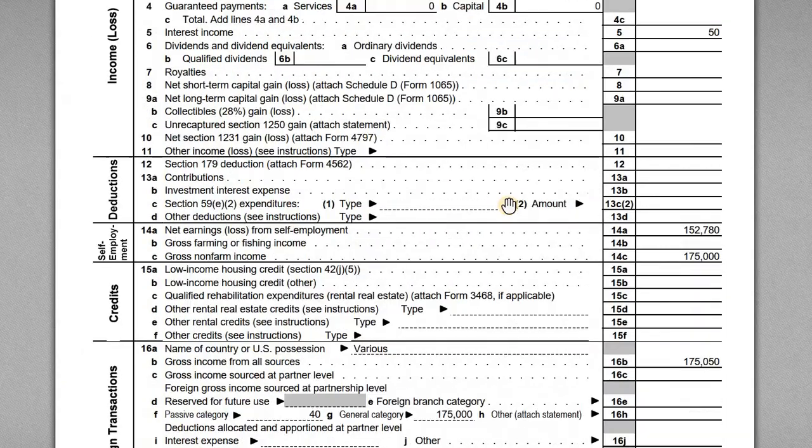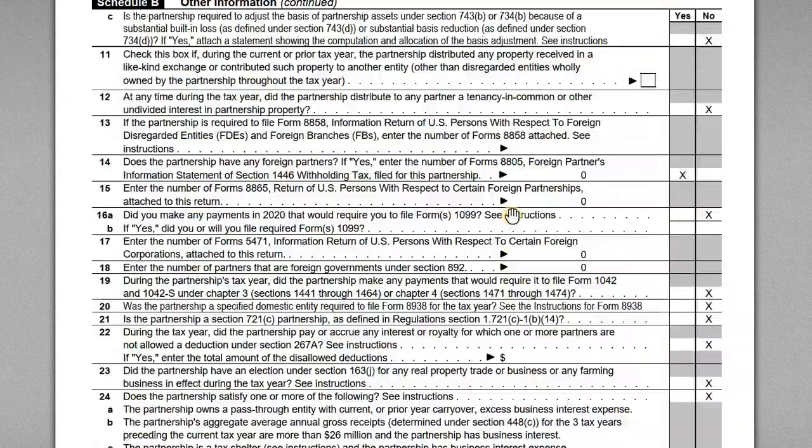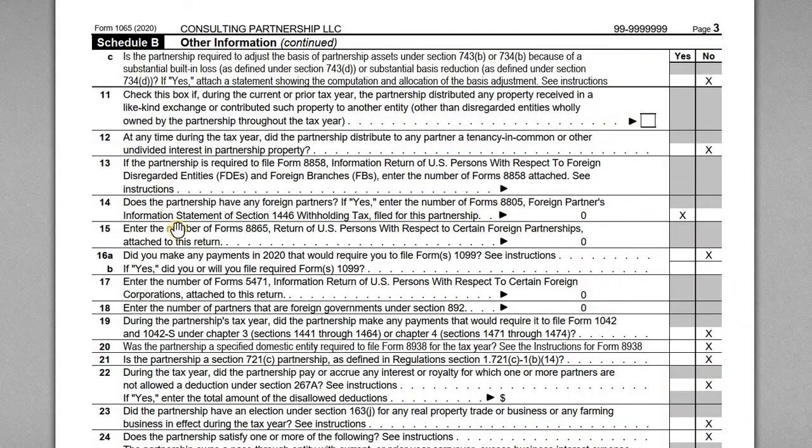So if you look at the 1065 return, there is a question in Schedule B. It's question 14 for the 2020 forms. It asks, does the partnership have any foreign partners? If yes, enter the number of 8805s. So in this case, yes, we're going to have foreign partners, so we check yes. But because we have no U.S. source ECI, because we're not engaged in a trade or business, we enter 0 here, right? We're not attaching any 8805s.